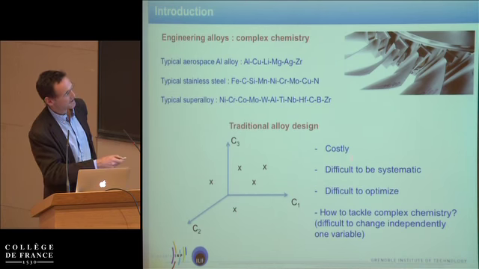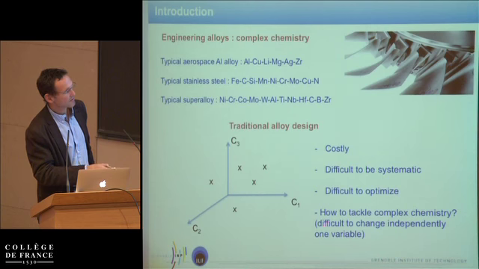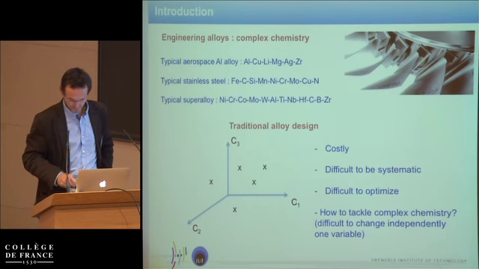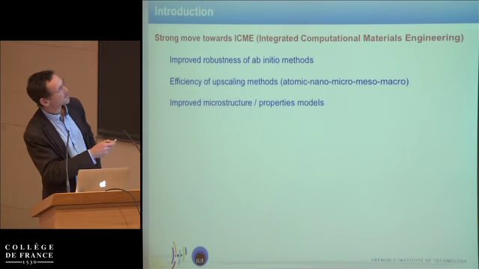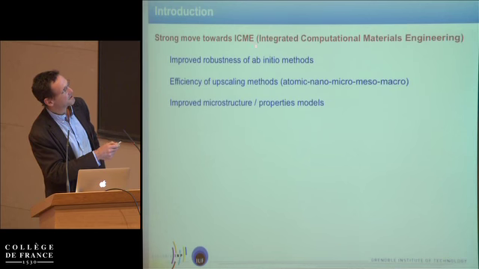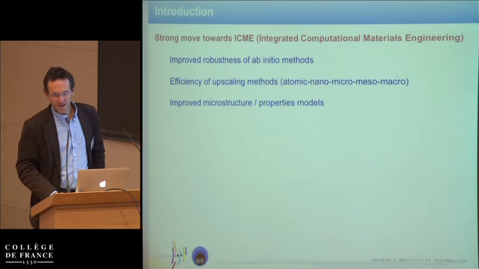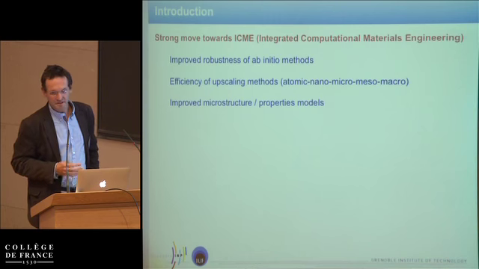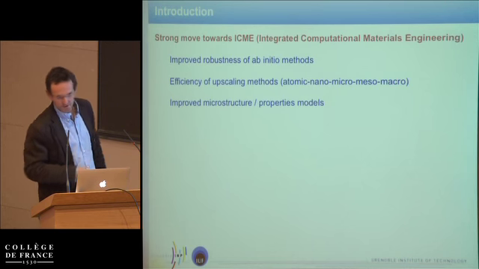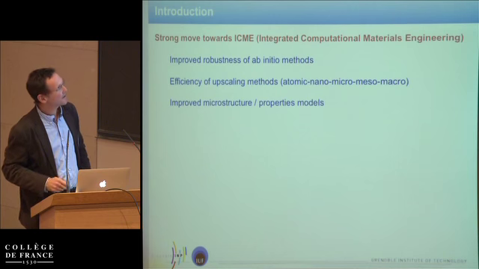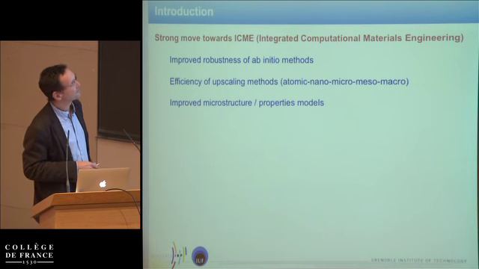So it's difficult to be systematic, it's costly, it's difficult to get an optimization of the procedure, and how to tackle complex chemistry is an open question. On the other hand, people have thought, okay, let's do that in a computer. This is what's now called under the acronym ICME, Integrated Computational Materials Engineering. It is a very good tool to tell you where to go and to give you hints or inspiration. And thanks to the robustness of ab initio methods, which have been developed a lot, we know that they give reliable results even in complicated cases, multi-component chemistries and so on.